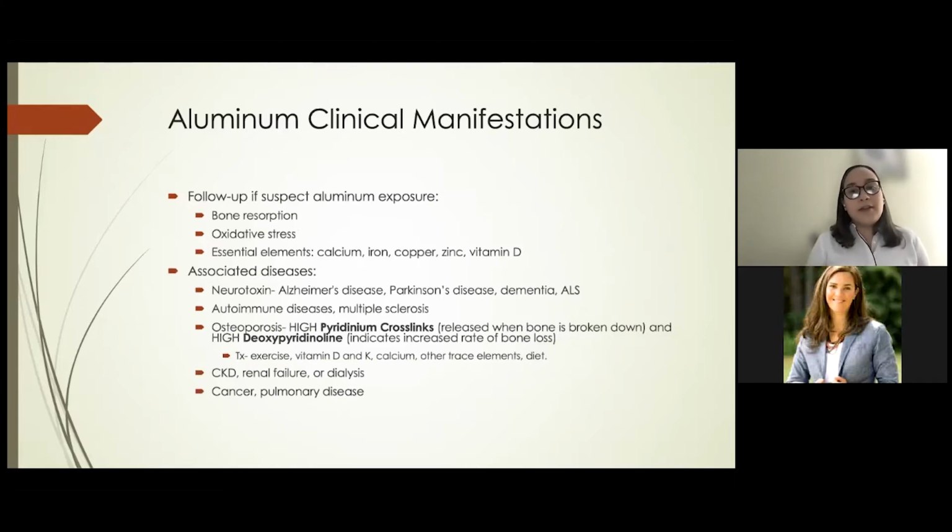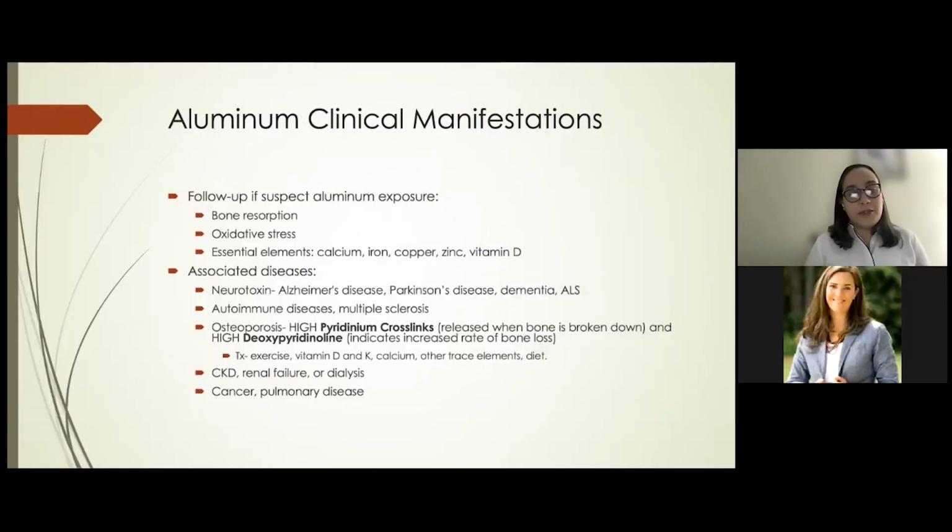So, aluminum clinical manifestations. How do you follow up if you suspect aluminum exposure? One thing you're going to think about is bone, right? So you want to check bone resorption, which we'll get to in a second, and perhaps a DEXA scan, especially for the postmenopausal female. Oxidative stress, right?